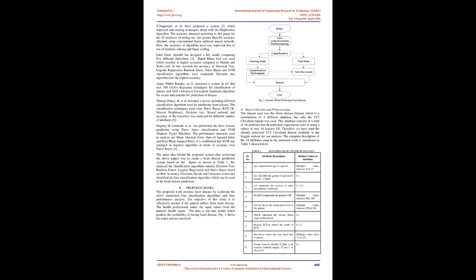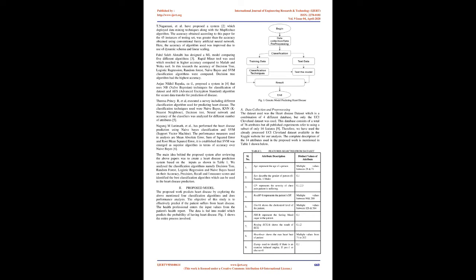The dataset used was the heart disease dataset, which is a combination of 4 different databases, but only the UCI Cleveland dataset was used. This database consists of a total of 76 attributes, but all published experiments refer to using a subset of only 14 features. 9. Therefore, we have used the already processed UCI Cleveland dataset available on the Kaggle website for our analysis. The complete description of the 14 attributes used in the proposed work is mentioned in Table 1 shown below.